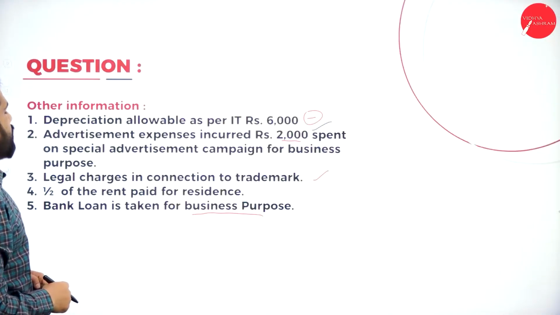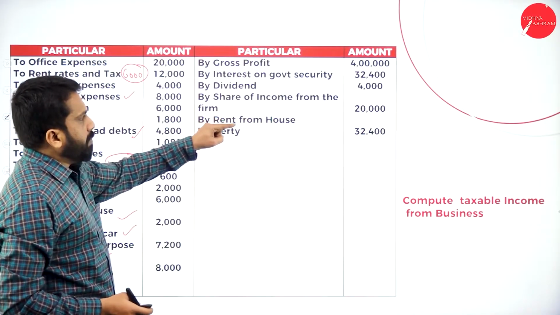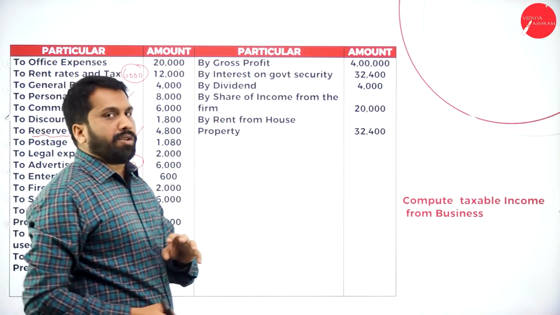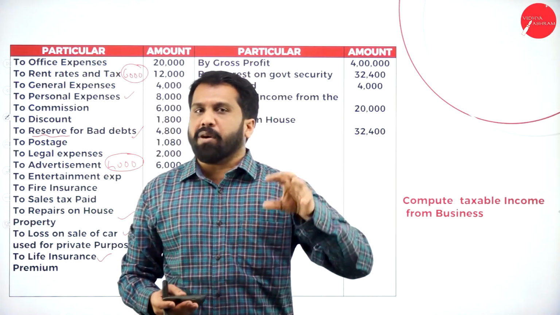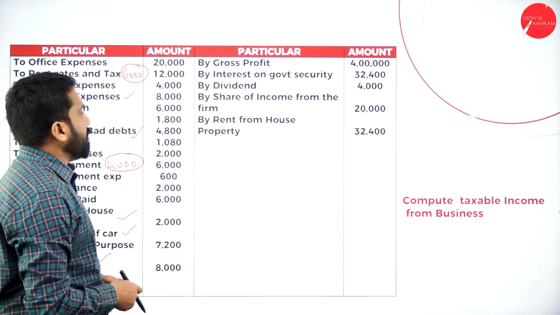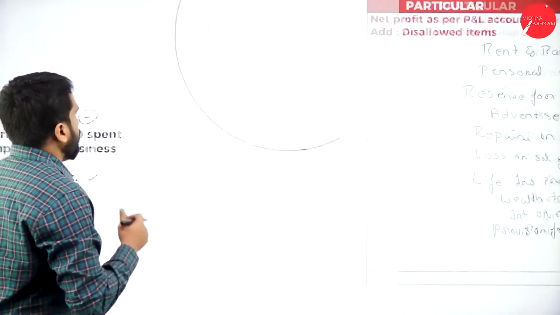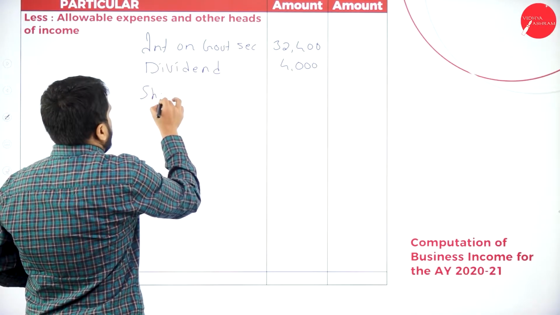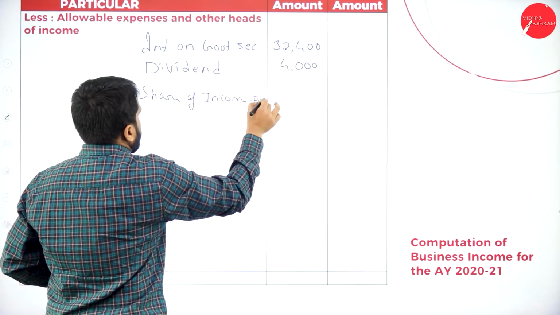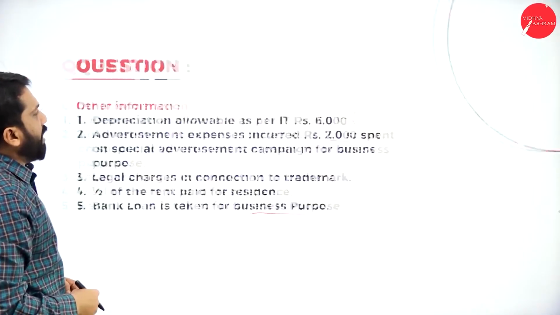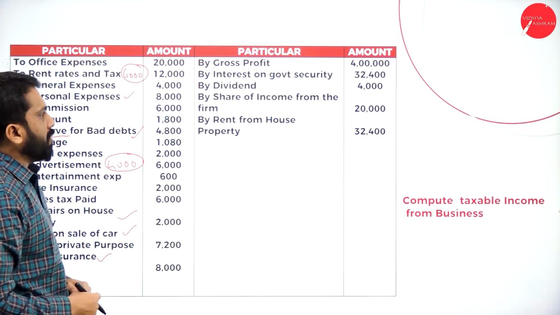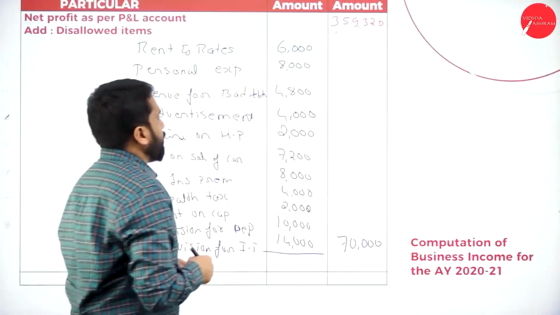Yes. After dividend, share of income from firm. Remember, firm in the sense partnership firm. If there are two or three partners, once they are done with all the P&L appropriation, they will share among themselves. So, share of income from firm is 20,000.